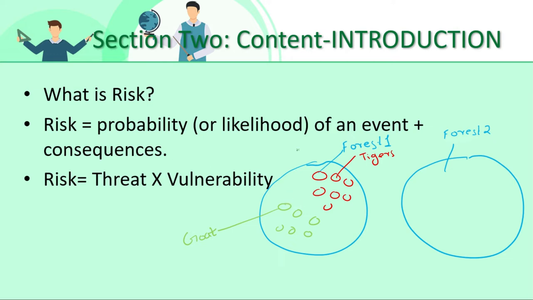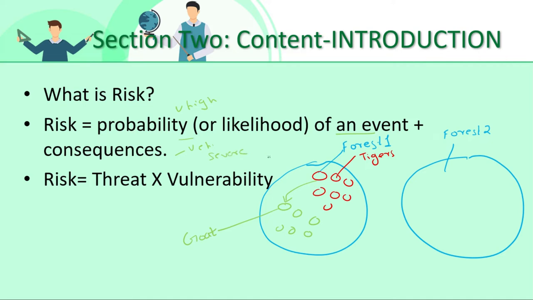So now in this scenario, let's try to understand this concept of risk. The very first definition I explained is that risk is the probability of an event. Do you think the probability of the tiger attacking the goat is high or low? It is very high. Plus, what are the consequences? Consequences will be very severe, or in fact there is a chance they may lose their life also.